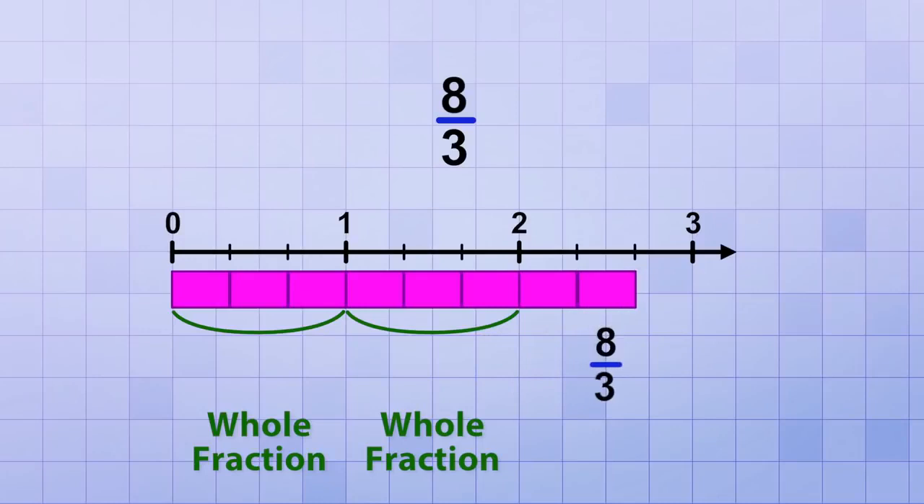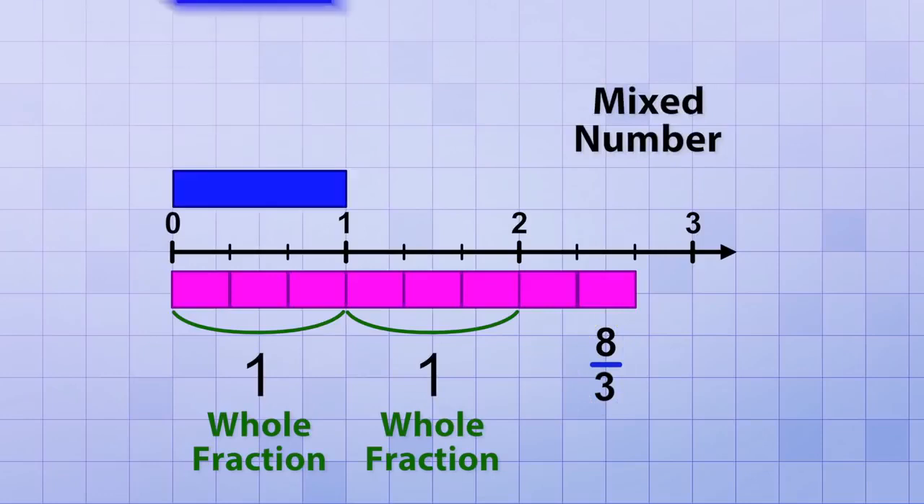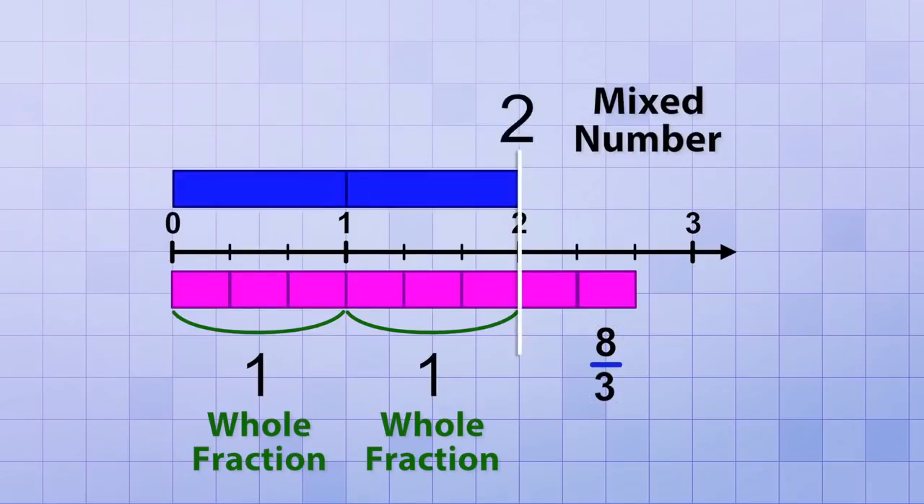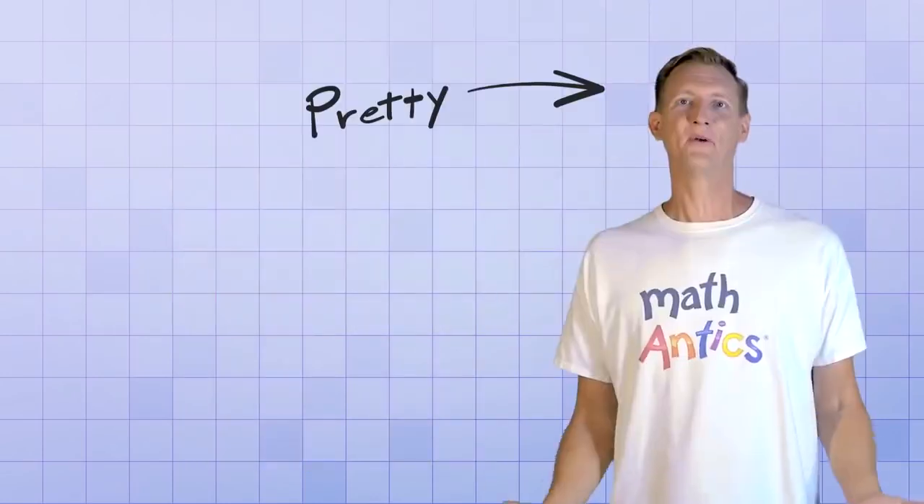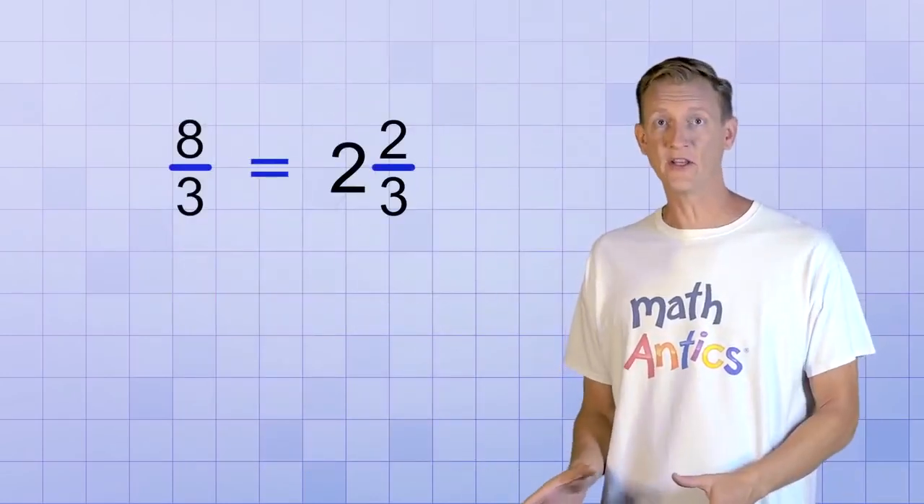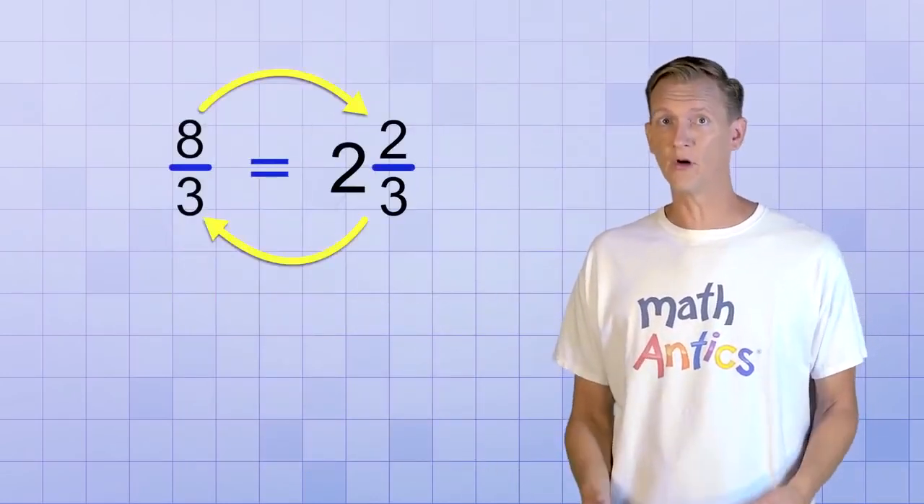7/3 and 8/3. As we noted, 8/3 actually contains 2 whole fractions. Each of those whole fractions simplifies to 1. So that means our mixed number form would have 1 plus 1, or 2, as the whole number part. And then the fraction that's left over after simplifying all the whole fractions is 2/3. So the improper fraction, 8/3, is equivalent to the mixed number 2 2/3. Pretty cool, huh?